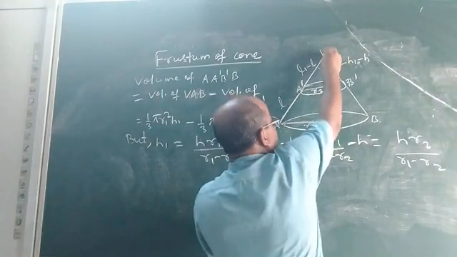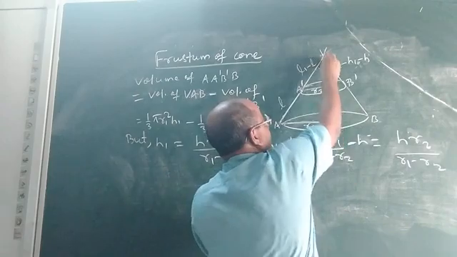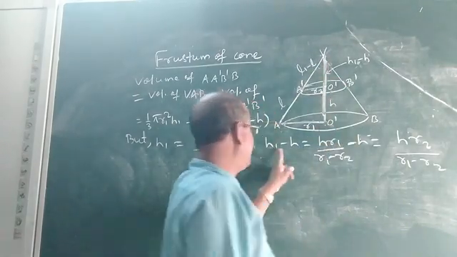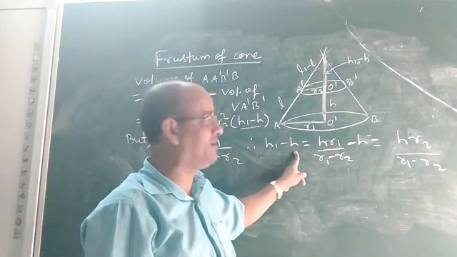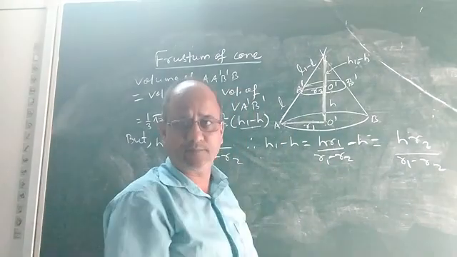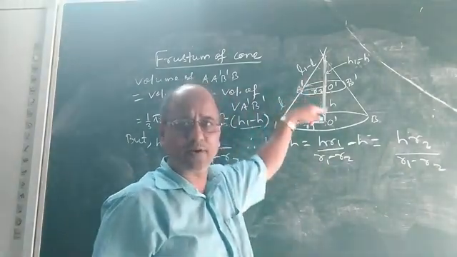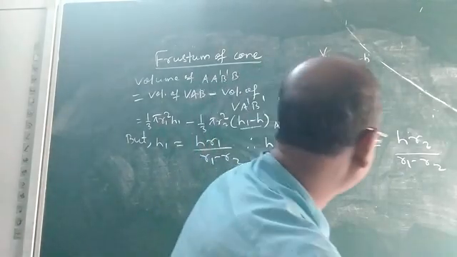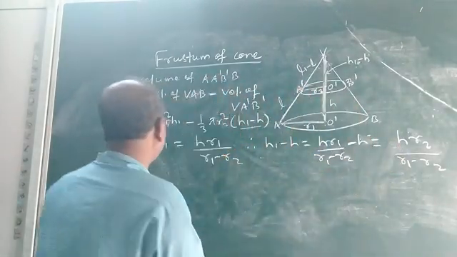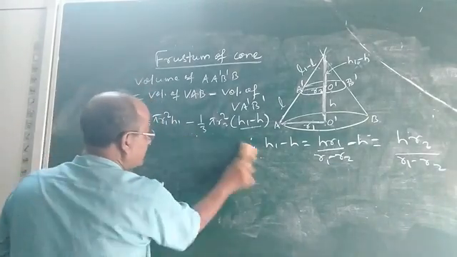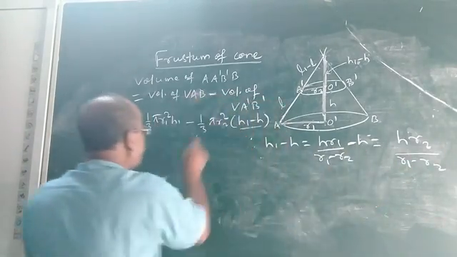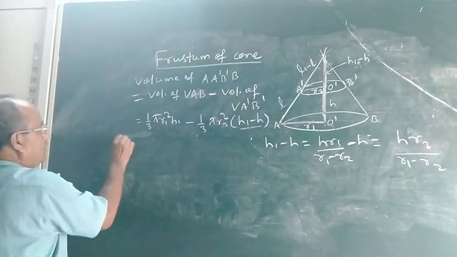So h1 minus h, you see, this is h1, this is h. So h1 minus h gives the height of the cone VA'B', which has been cut from the top of the original or given cone VAB. Now we have to substitute this value here. So on substituting the value of h1 minus h, what will the volume be?